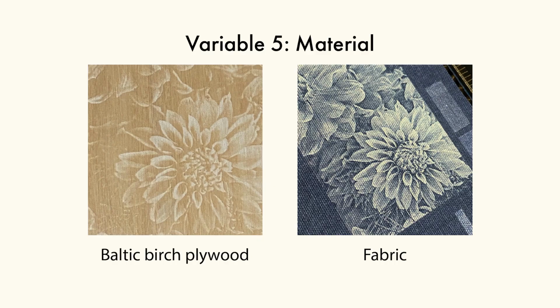Variable 5, the material being engraved. Since the laser cutter is a heat-based tool, the type of material, its density, and how it is prepared can play a big part in the results. The same file can look terrible on one material and perfect on another. In the example on the left, the image of the chrysanthemum is engraved on Baltic birch. It's so pale it's difficult to see, and the darks have filled in. But the example on the right, engraved fabric, the image is full of detail and nuance. It's hard to believe that these images were engraved from the same file.